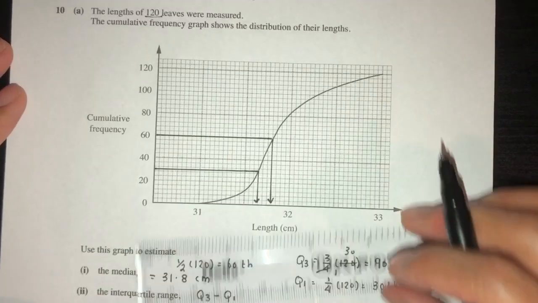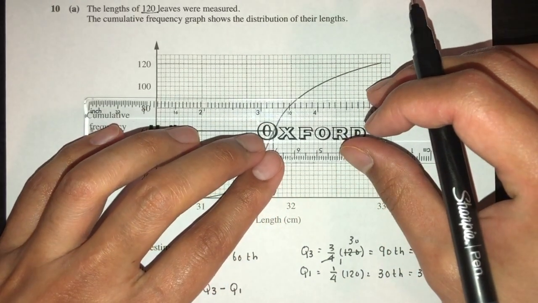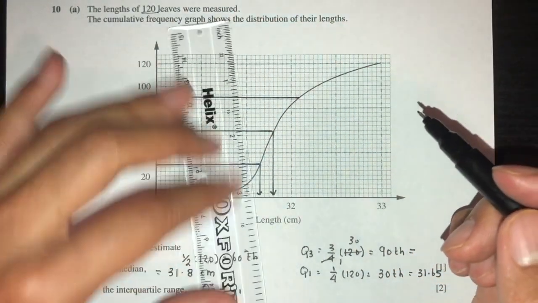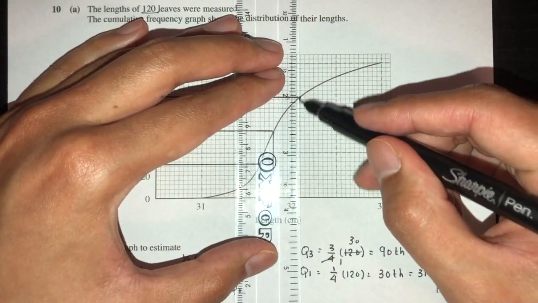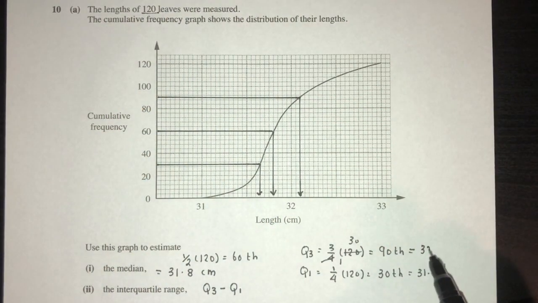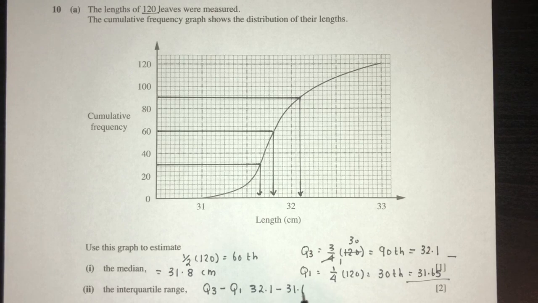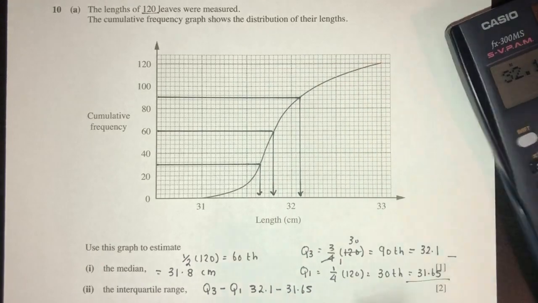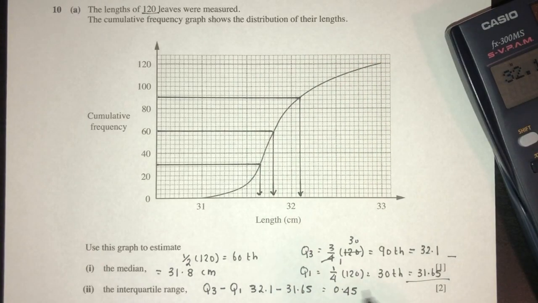So go back to your graph. 90th will be between 80 and 100. So according to the graph, it should be this value. That will be 32.1. So we have to minus. So here we have 32.1 minus 31.65. That will be 0.45 centimeters. And that is your answer for part 2.